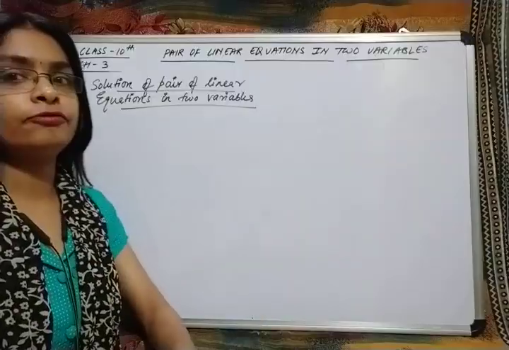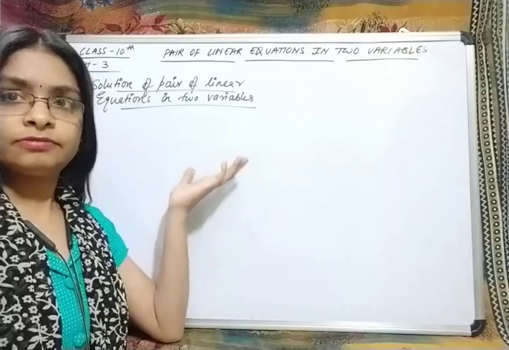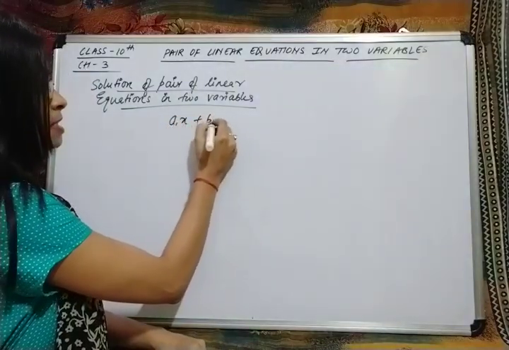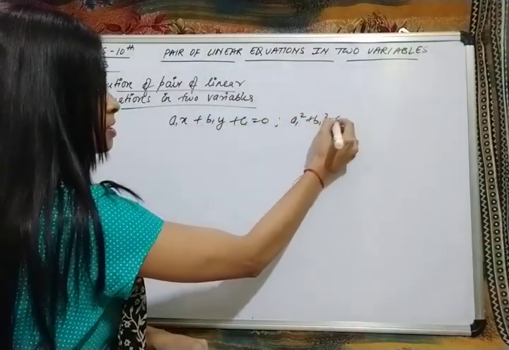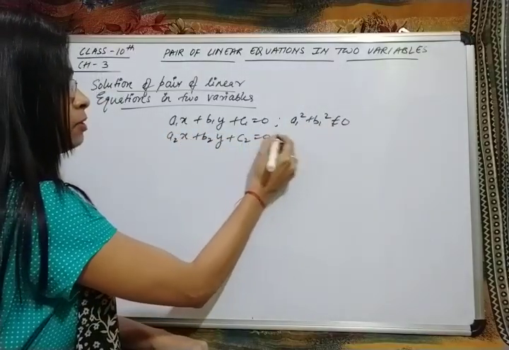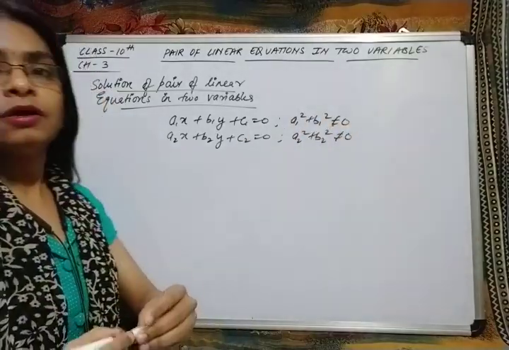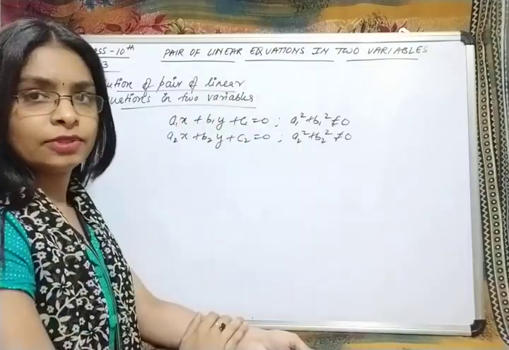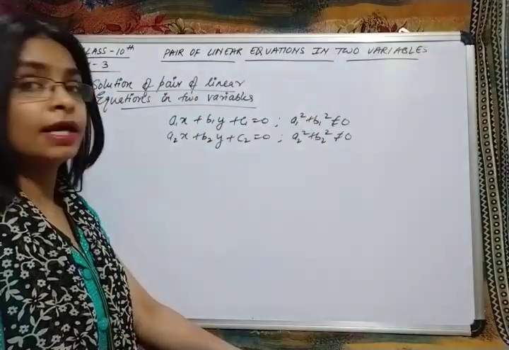If we have only one equation, then we get infinite solutions, and we have already done that previously. So if I write two equations, a1x plus b1y plus c1 is equal to 0, where a1 square plus b1 square is not equal to 0, and a2x plus b2y plus c2 is equal to 0, where a2 square plus b2 square is not equal to 0, we are given a pair of linear equations. We can find the solution separately for this and separately for this also. Now we have to find the solution of both.